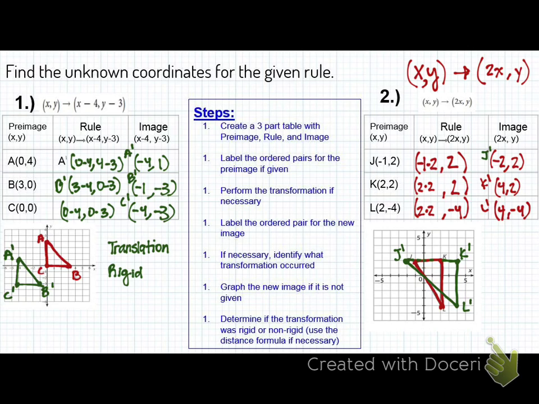Is it reflecting at all? No. Is it sliding, like translating at all? No. Is it rotating at all? I don't think it's rotating at all. Nope. Is it dilating? Yeah, dilating just like your eye pupil.